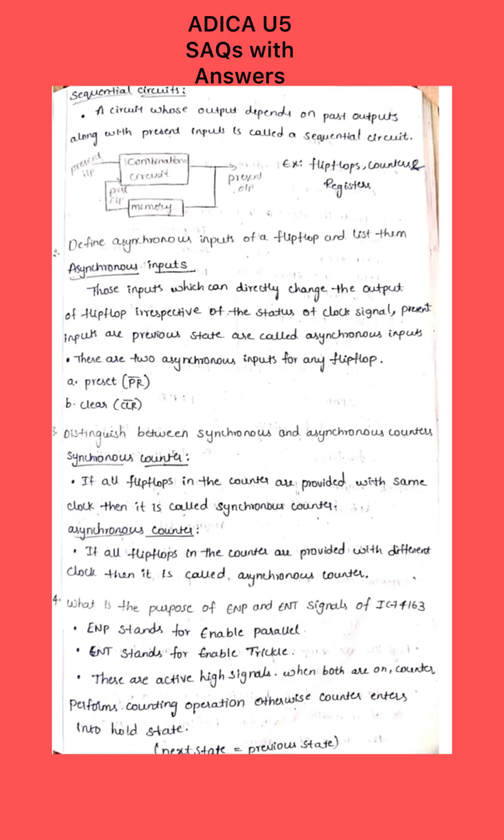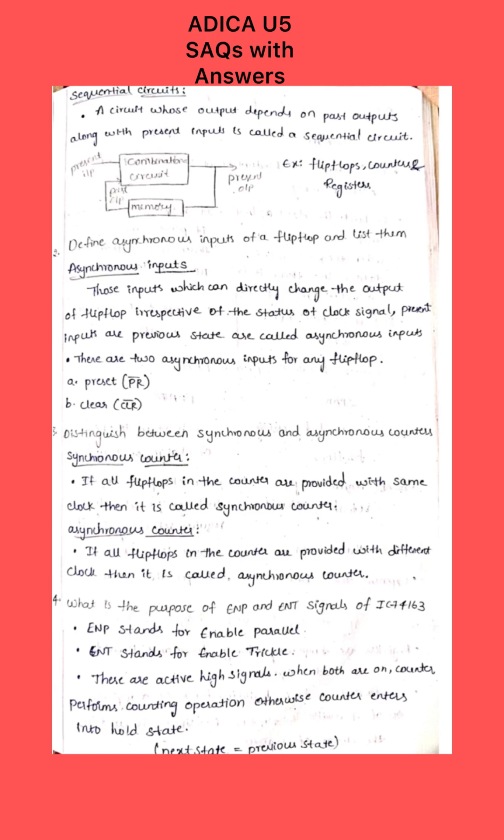Dear students, in this video you are going to learn about short answer questions with the basic answers from Unit 5, and you can elaborate your answers from the knowledge you have gained in our classrooms. Okay, now question number 1, distinguish between combinational and sequential circuits.